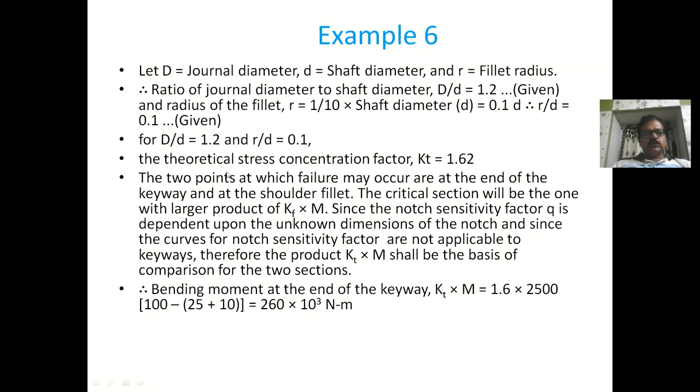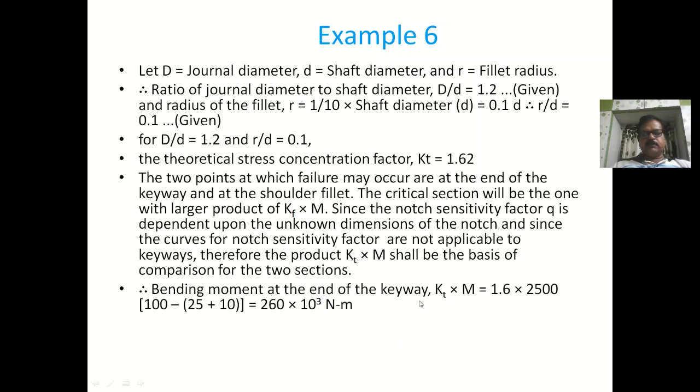The 2 points at which the failure may occur are at the end of the keyway and the shoulder fillet. The critical section will be the one with a larger product of Kf into M, since the notch sensitivity factor q is dependent upon the unknown dimensions of the notch, and the curves for the notch sensitivity factor are not applicable to the keyways. Therefore, the product of Kt into M shall be the basis of comparison of the two sections.